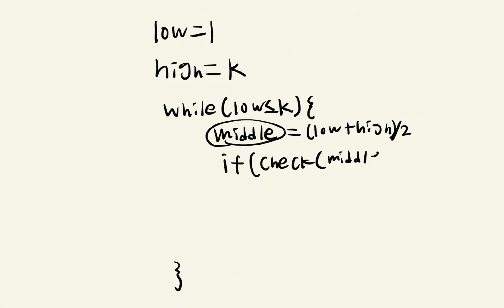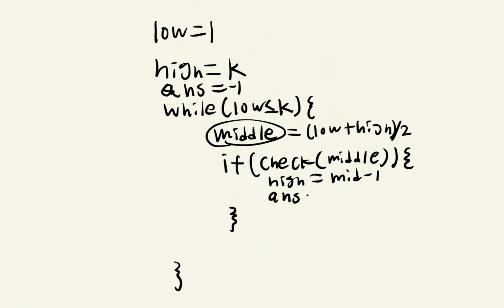middle, and if it works, we'll need to set high to middle minus 1, since we're trying to get the minimum value. So if it works, we're trying for a lower value. High equals middle minus 1, and we'll have a variable answer to keep track of the answer. Answer equals middle. And else, if it doesn't work, we'll need to check for a higher value. So we'll set low to middle plus 1.